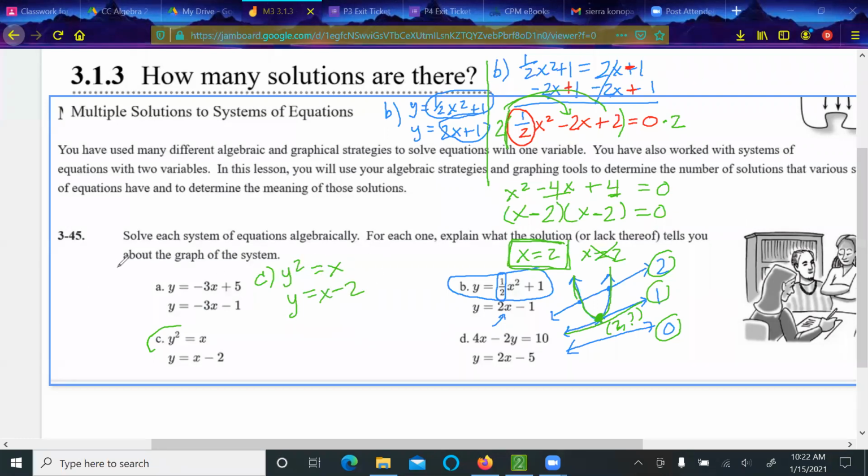Isn't this a sideways parabola? If you're not sure, you can look at your parent graph toolkit. Yeah, it's called a sleeping parabola, right? Sideways sleeping parabola. And what is this guy right here? Just linear, like our normal linear. So how many times is that going to intersect for these two?